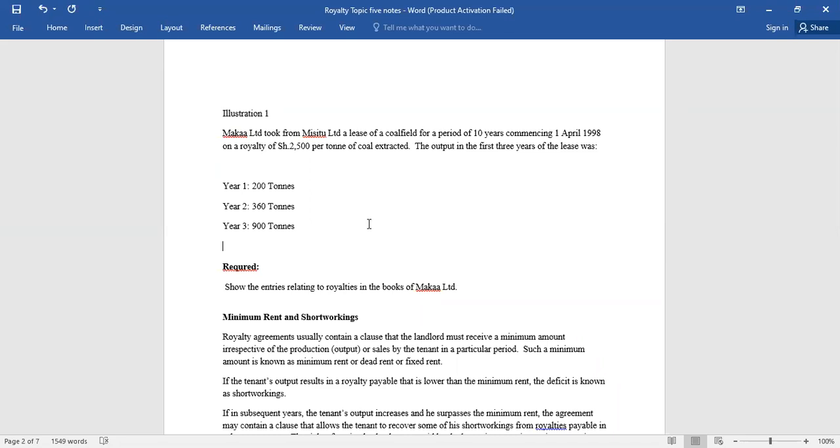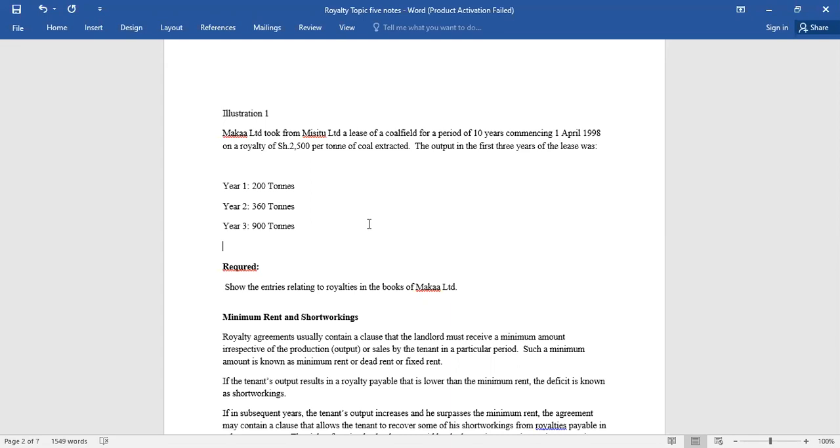So Makaa is a tenant, Misitu are the landlords. So there we are. So we are seeing the nature of the transaction. Makaa has been given a lease to extract coal for 10 years, but we are limited right now to 3 years.